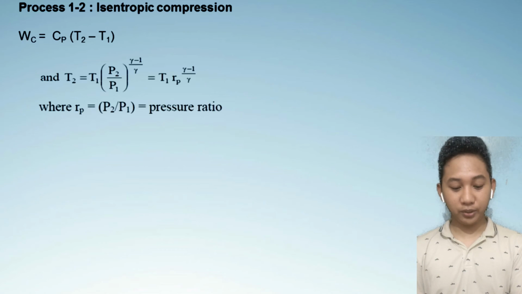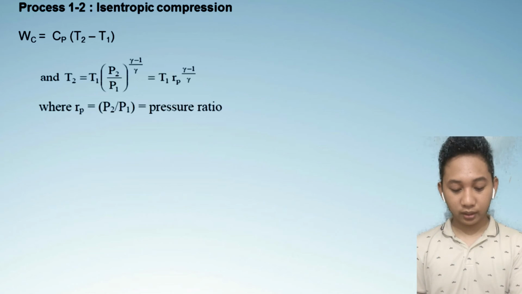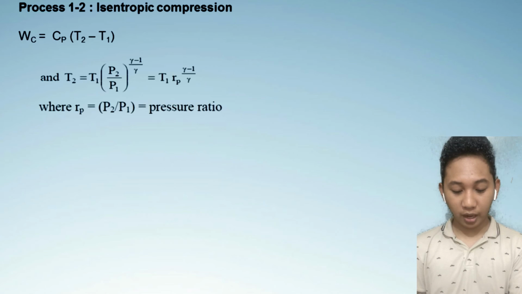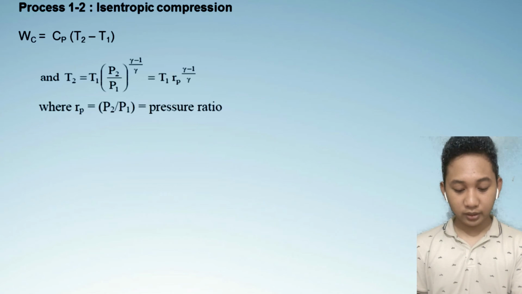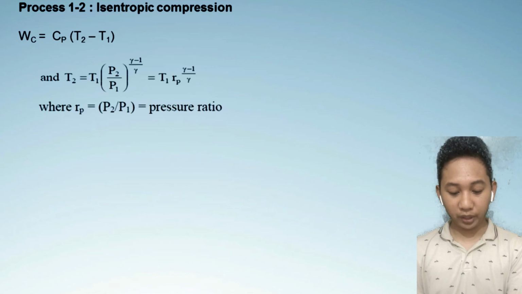Here is the formula of each process. Process 1 to 2, isentropic compression. Wc equals Cp, T2 minus T1, and T2 equals T1 (P2 over P1) to the power gamma minus 1 over gamma, equals T1 Rp to the power gamma minus 1 over gamma, where Rp equals P2 over P1, the pressure ratio.